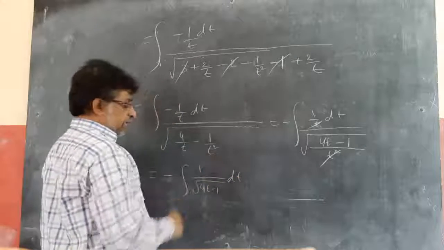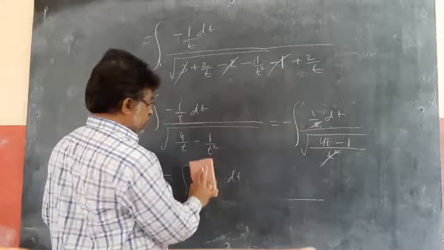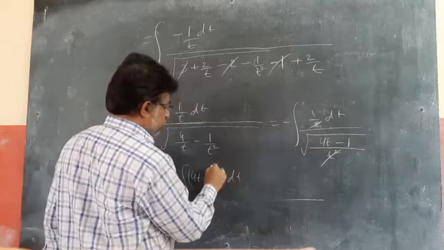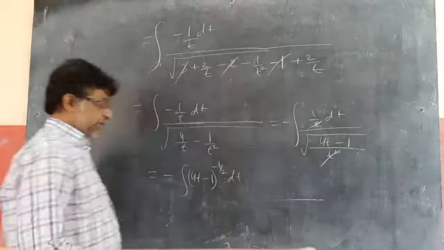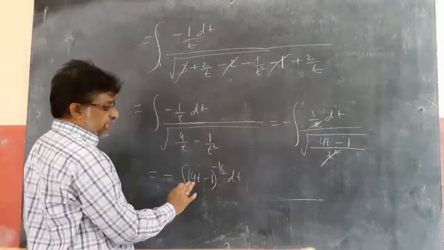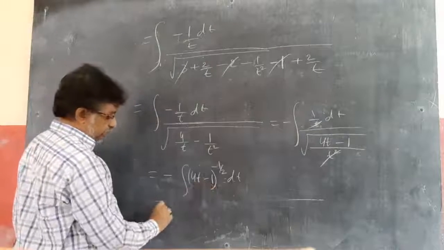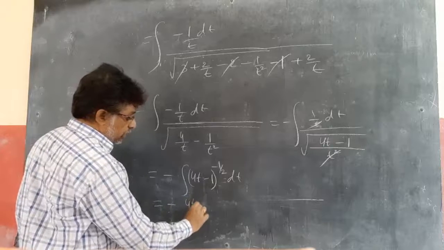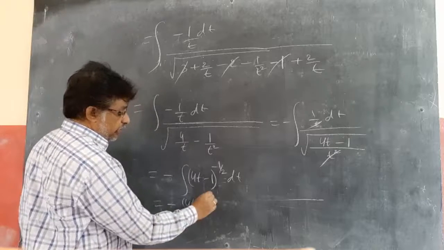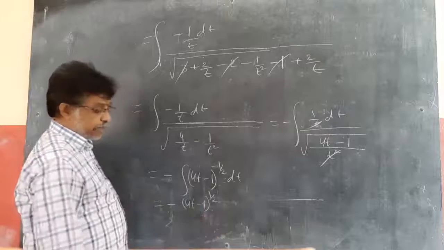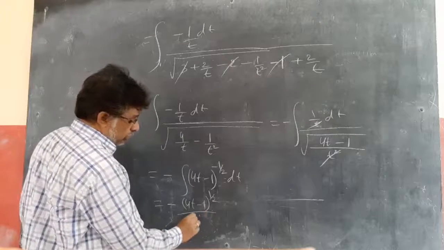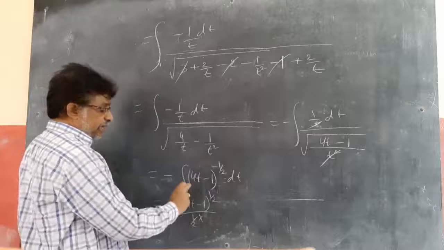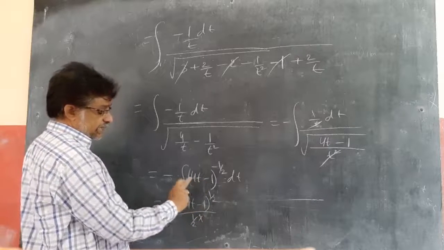You can bring this to the numerator: (4t minus 1) whole power minus 1 by 2. Now it is x power n form, but in place of x you have 4t minus 1, keep that in mind. So x power n plus 1 by n plus 1: (4t minus 1) power 1 by 2, by 1 by 2, into 1 by the inner derivative. In place of x you have a linear, so you must take the derivative of the linear.